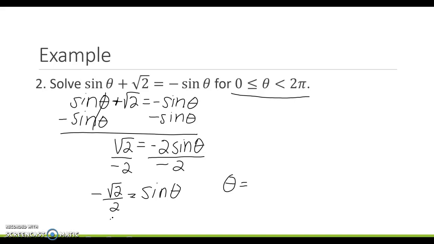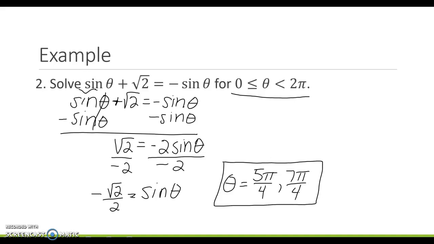In quadrant 1, sine is positive, so no values there. In quadrant 2, sine is also positive, so no values there. In quadrant 3, sine is negative. Our first angle is 5 pi over 4. At 5 pi over 4, sine is negative square root of 2 over 2. And 7 pi over 4 in quadrant 4. Those would be our two solutions to this trig equation. So sine of 5 pi over 4 is negative square root of 2 over 2. Sine of 7 pi over 4 is negative square root of 2 over 2. Okay?